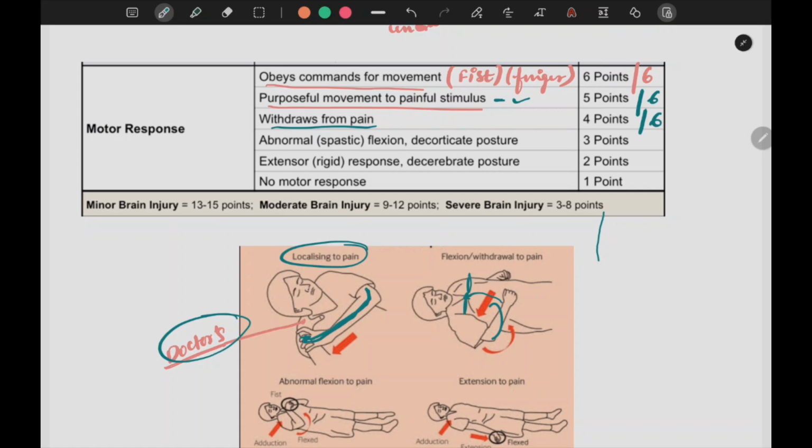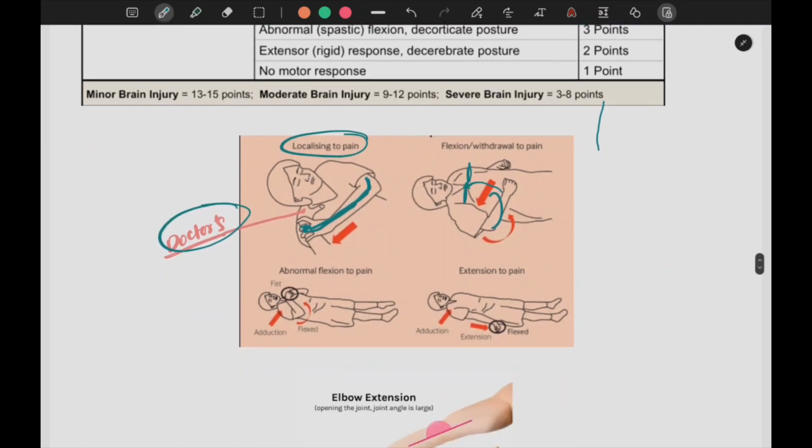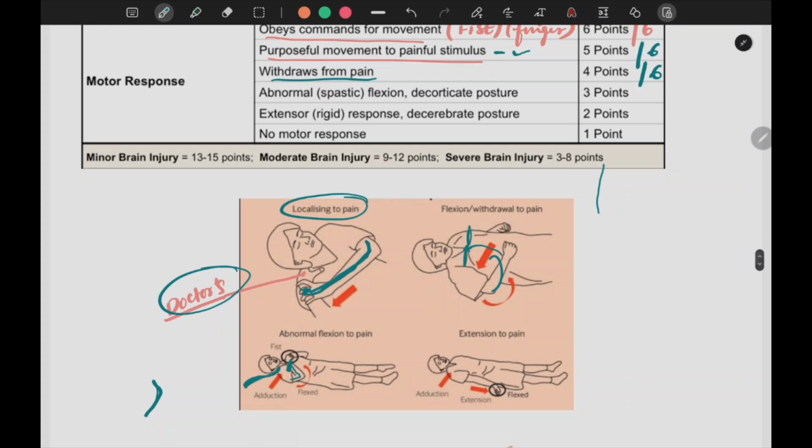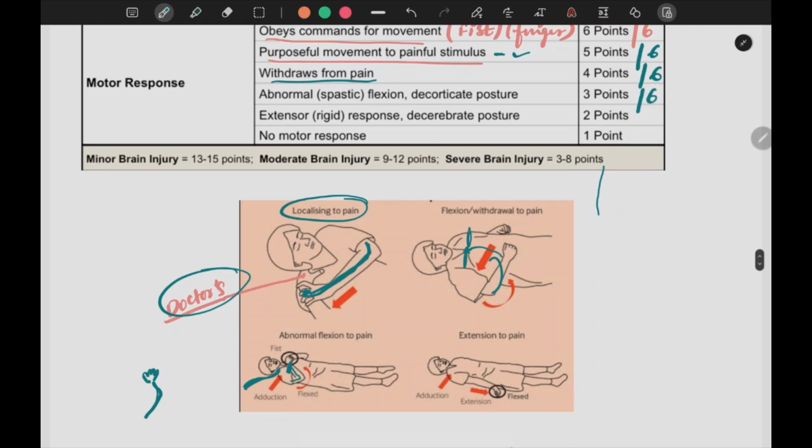Next what you have is an abnormal flexion. In this case what happens, again the patient will feel pain when you apply it here on his shoulder, but this time he will not be able to bring his hand even this much. He'll bring his hand up a little bit, and then what you will see, there would be an abnormal flexion which will happen. He'll start to move his fist in a very frequent, very fast or quick way, and he will not be able to move his hand against the pain which is occurring. That is when you give a score of 3 out of 6.